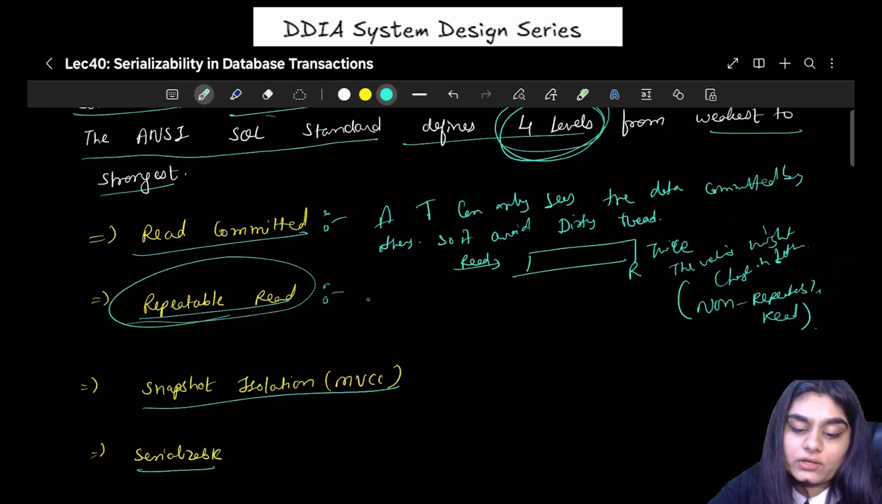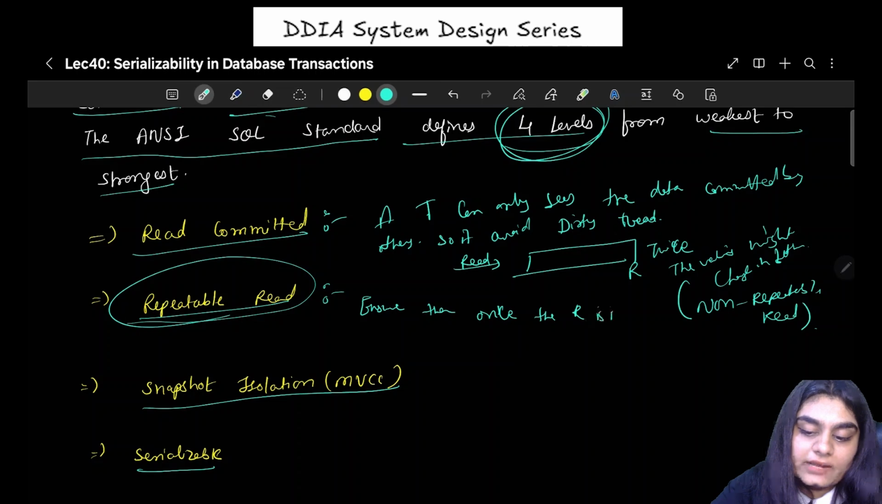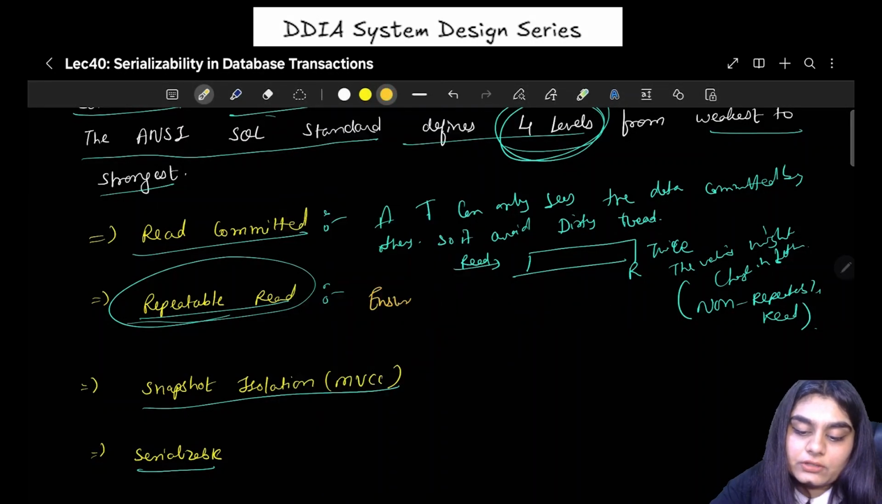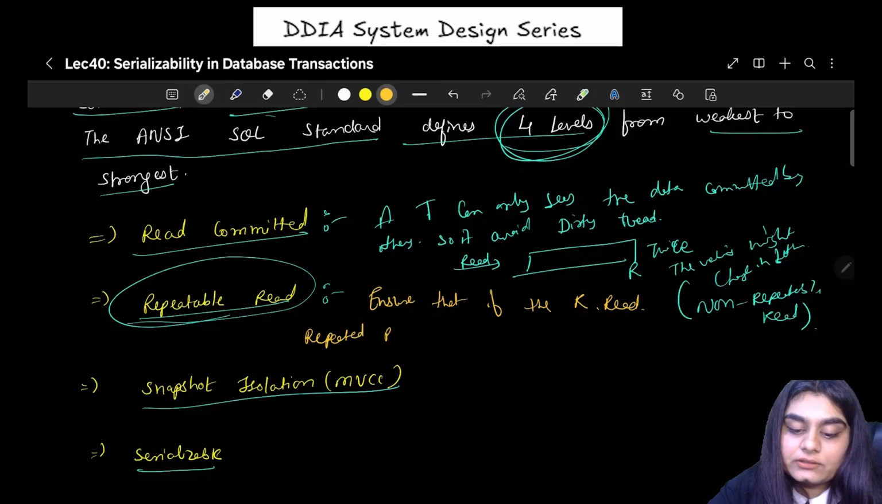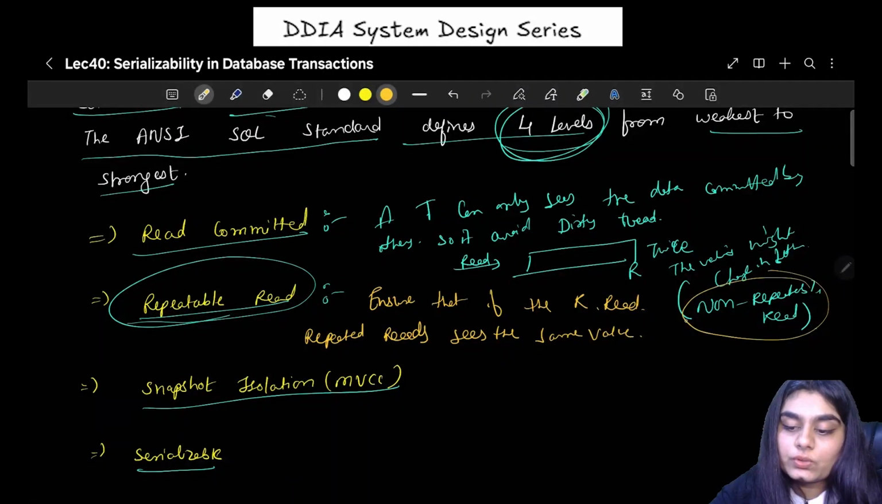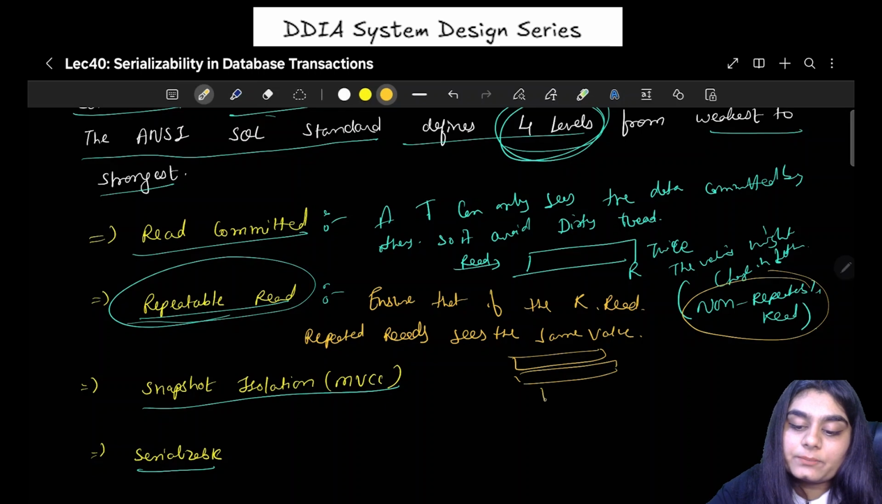It ensures that if the row is read, repeated reads see the same value. Now, this fixes the non-repeatable reads issue, but new rows matching the same query still appear.